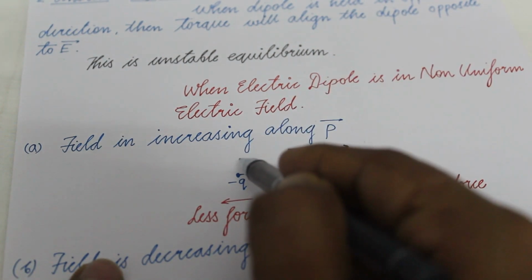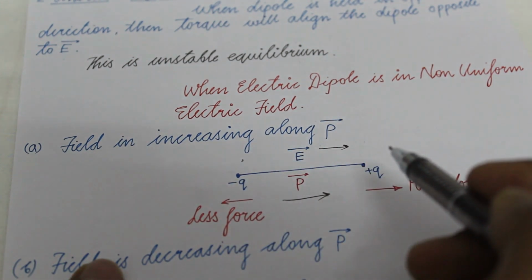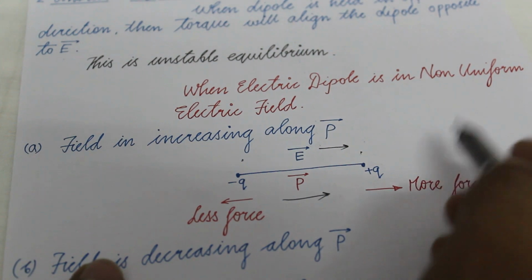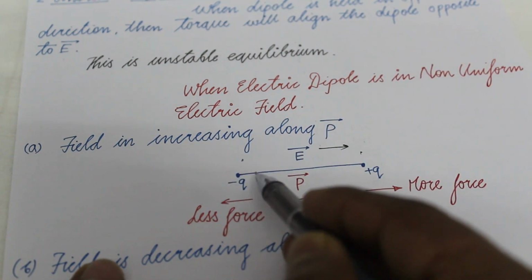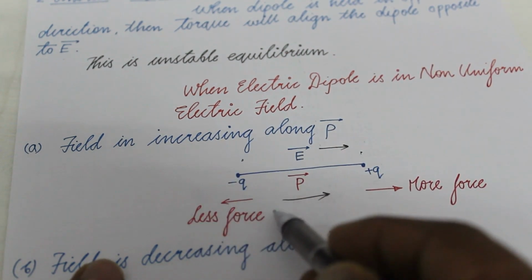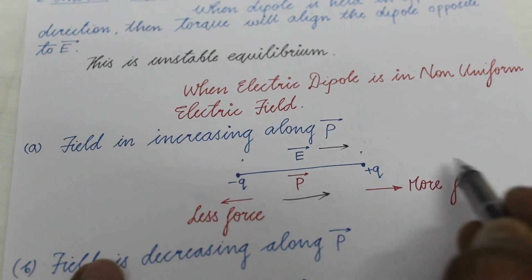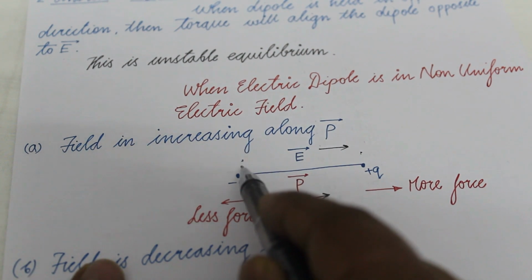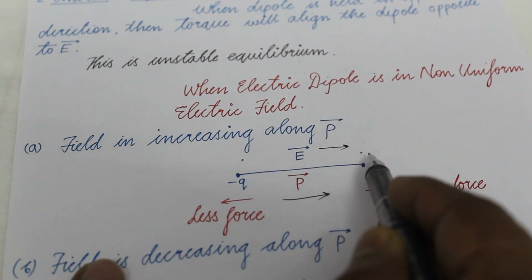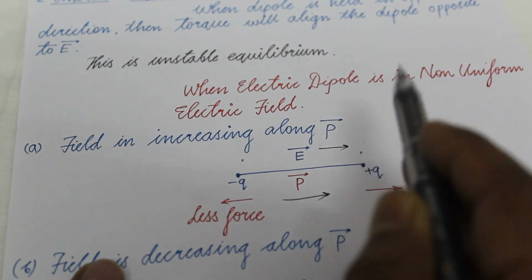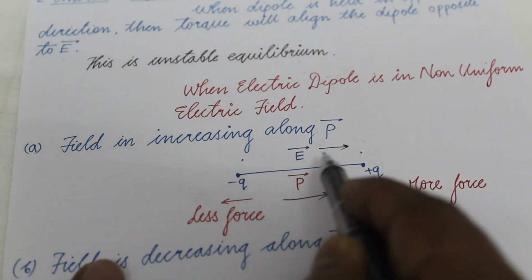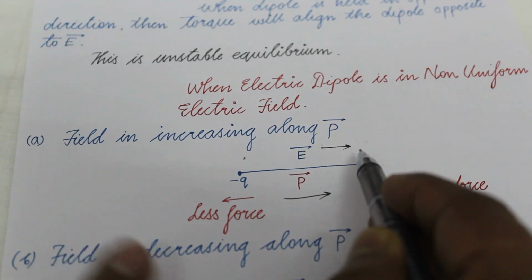It means over here the intensity of electric field is less and over here the intensity of electric field is more. So minus Q will observe a lesser force as compared to plus Q. Reason being, at this point intensity of electric field is less, whereas the intensity of electric field at this point is more, as the electric field is non-uniform and it is increasing along the direction of dipole moment.